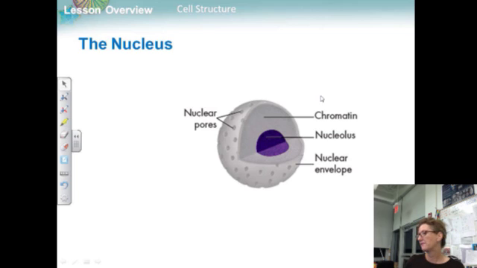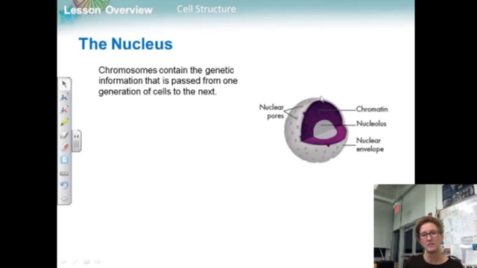Chromosomes contain the genetic information that is passed from one generation of cells to the next. Most of the time, the thread-like chromosomes are spread throughout the nucleus like spaghetti, and we call them chromatin, which is a complex of DNA bound to proteins. When a cell divides, its chromosomes condense and then can be seen under a microscope. That's when you see it looking like this, with the famous X figure.